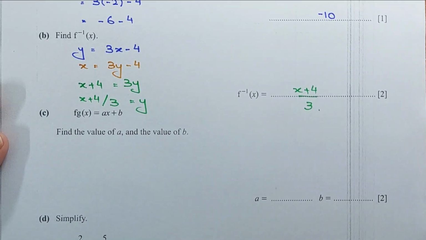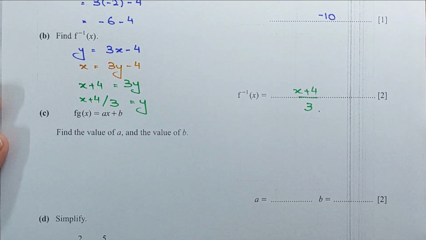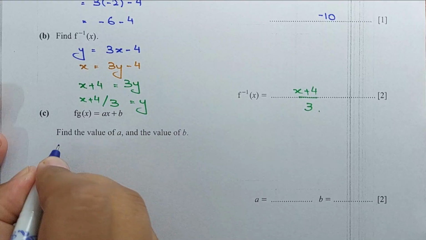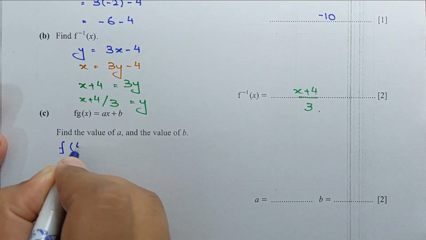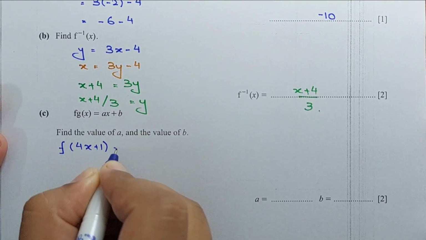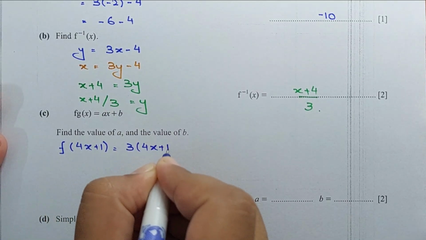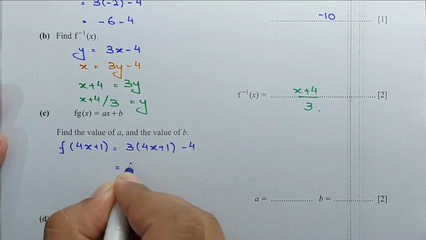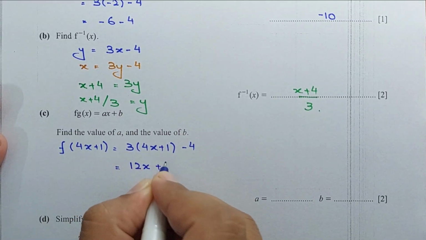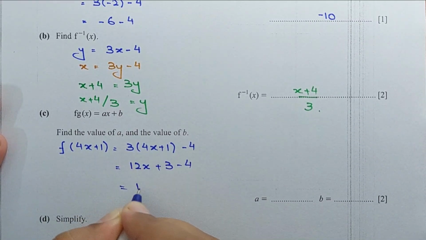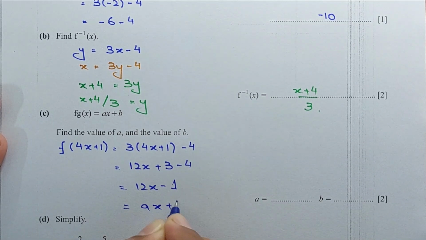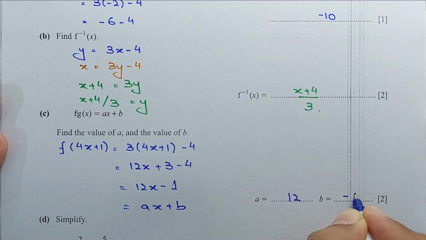Now for part C, fg of x equals ax plus b. Find the value of a and the value of b. fg of x, right? So we have g of x is 4x plus 1. So what is f of 4x plus 1? So 3 into 4x plus 1 and minus 4. 3 times 4 is 12x and 3 times 1 is 3 and negative 4. So this is 12x minus 1. This is in the form of ax plus b. So the a value is 12 and the b value is minus 1.